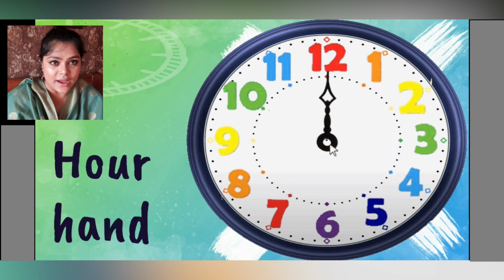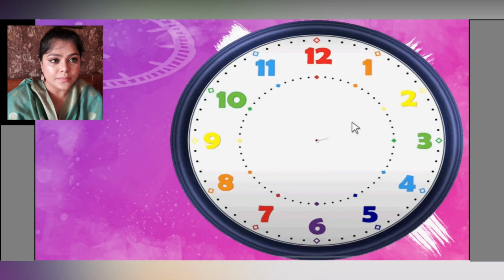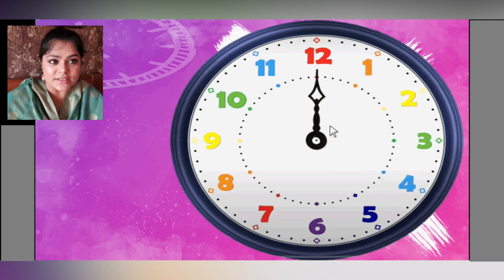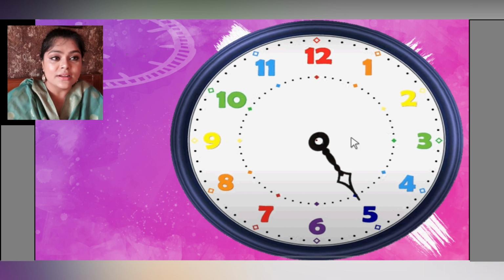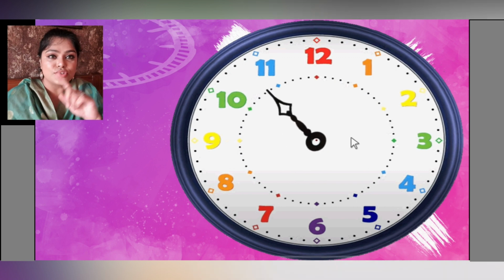This is our hand. You can see it is black in color. It moves in the clockwise direction. So this is called clockwise direction. Now it's the smallest hand which indicates the hour. So this is 1 o'clock, 2 o'clock, 3 o'clock, 4 o'clock, 5 o'clock, 6 o'clock and so on.